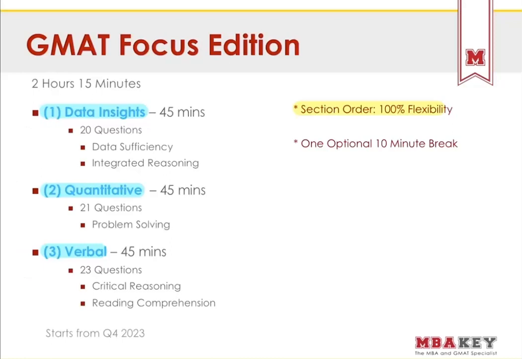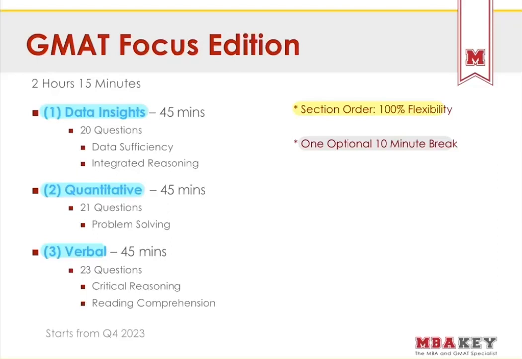You also get an optional 10-minute break. You can take the break or you don't have to take the break. And then you can decide when you want to take the break, right? You could do this section first, take a break, then do this section, and then do the third section. Can you take a break again here? No, you only get one 10-minute break, and they let you choose when you want to take that single break.